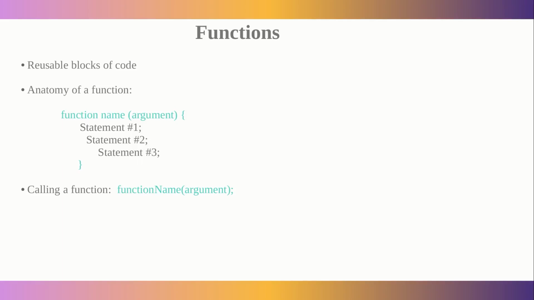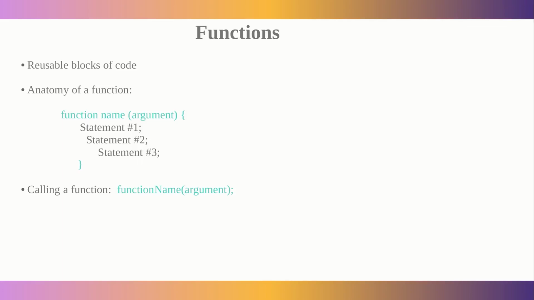An argument is an input to the function. It's the variable, number, or any value that we want the code within the function to manipulate. We then have opening and closing curly braces. Inside the curly braces is where we put our statements containing the function logic. The statements are separated by a semicolon. Think of the semicolon in JavaScript as a period in English that separates sentences.